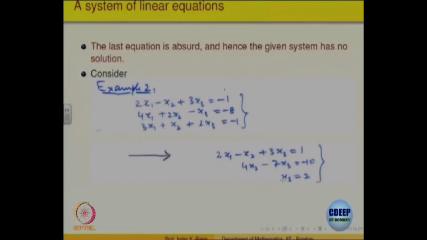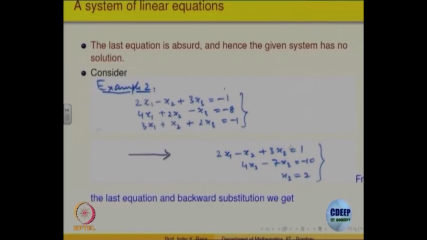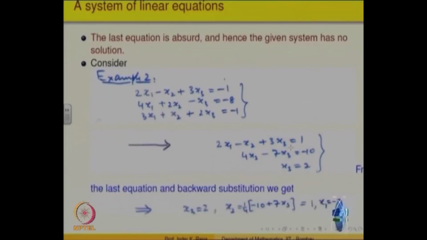So, the solution of this should be the same as the solution of the original one, and here I get x3 equal to 2, last equation. I put the value of x3 in the previous equation, I get the value of x2, and I put these two values in the first equation, I get the value of x1. So, I eliminate and then substitute. So, this method is called the elimination and substitution method or backward substitution, and that gives me the solution of the system. So, this system has got a unique solution, right. Earlier one had no solution, this one has a unique solution.